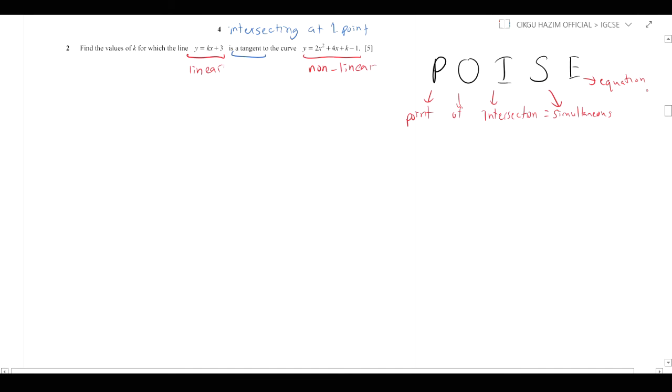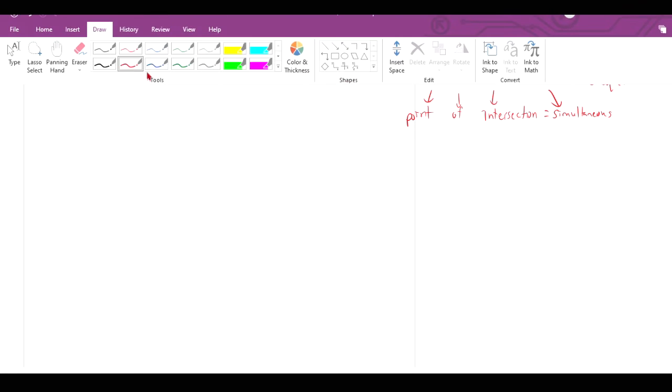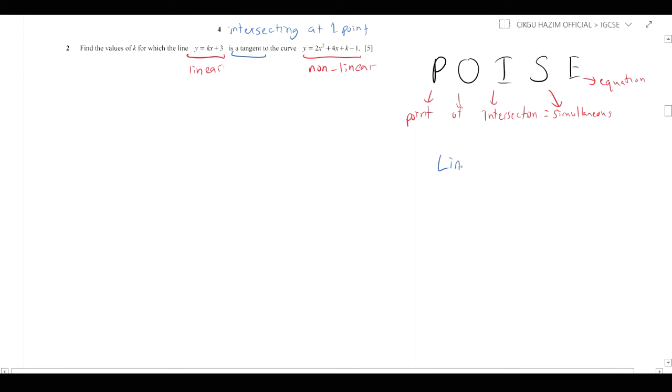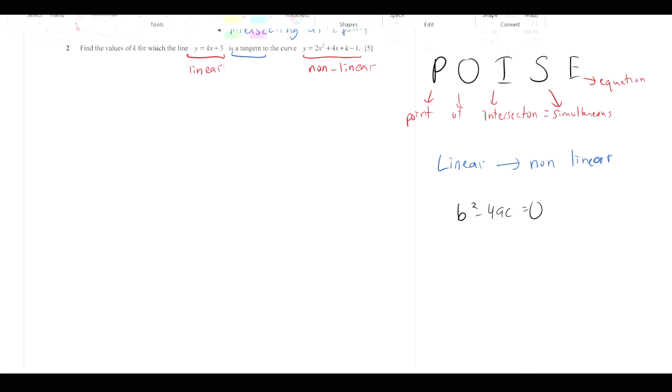Okay, you see this kind of thing, you need to do a simultaneous equation, and whenever you do a simultaneous equation here, of course remember we need to substitute linear into non-linear. Okay, and you also see that it is a tangent here which intersects at one point. Another tip here, it must be b squared minus 4ac equal to 0, because at one point only. So let's do this question.